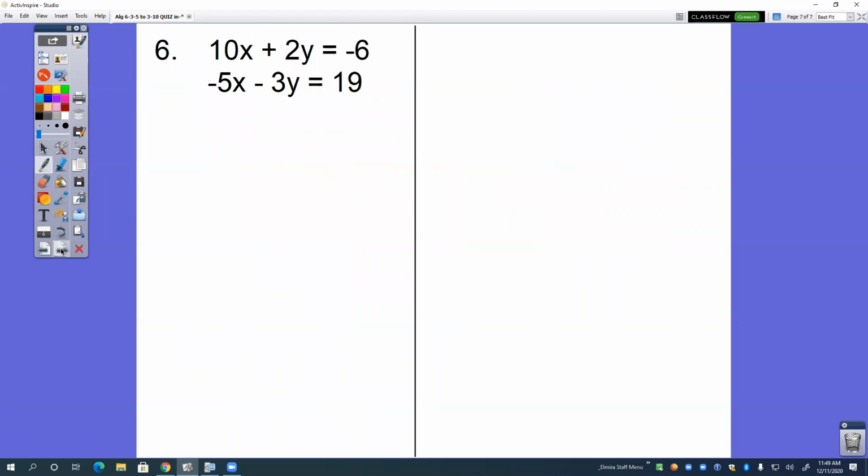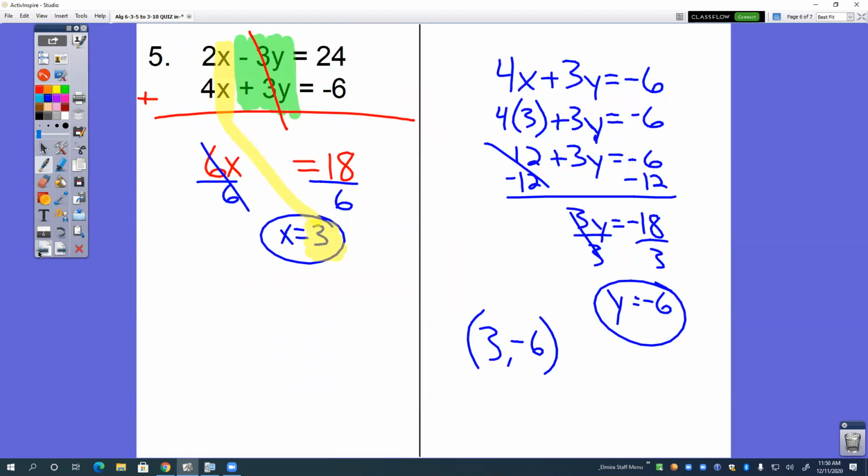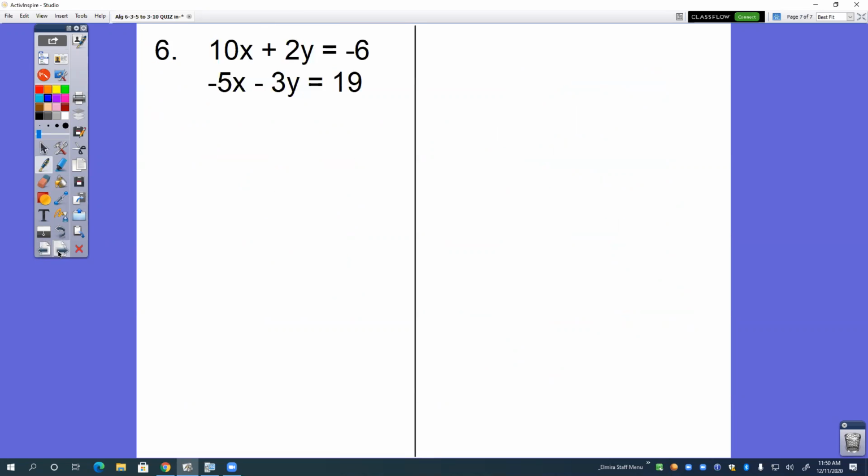So now we get to the stuff from yesterday. Notice that in this one, you don't have opposites there. You don't have a y equals all by itself. So what we want to do is, just like in the last one where we had opposites there already with the y's, this time you want to make your own opposites. You're going to make your own opposites by multiplying.